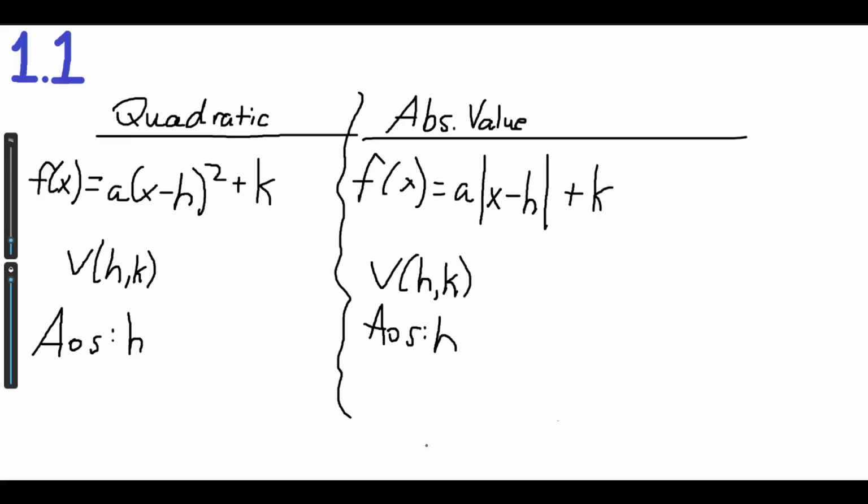Now let's talk about transformation notation of a quadratic and an absolute value equation. For a quadratic, it is a times the quantity (x minus h) squared plus k, where a affects the slope, h shifts it horizontally, k shifts it vertically, with the vertex being at (h, k), and the axis of symmetry being x equals h. For an absolute value equation, it is a times the absolute value of (x minus h) plus k, where the vertex is (h, k), and the axis of symmetry is at x equals h.